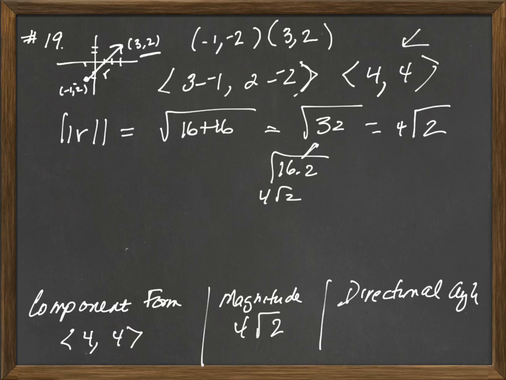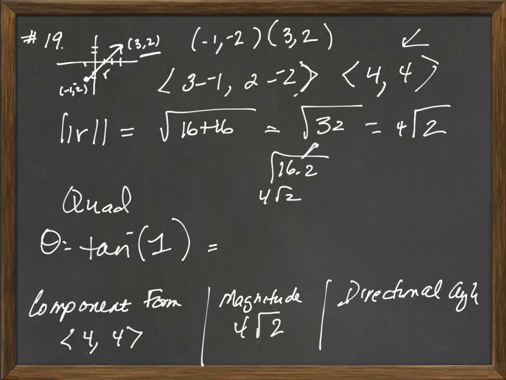Okay, well, this is quadrant 1, so theta is the inverse tangent of 4 over 4, or 1. So in quadrant 1, that would be at 45 degrees. So 45 degrees. So that's number 19.